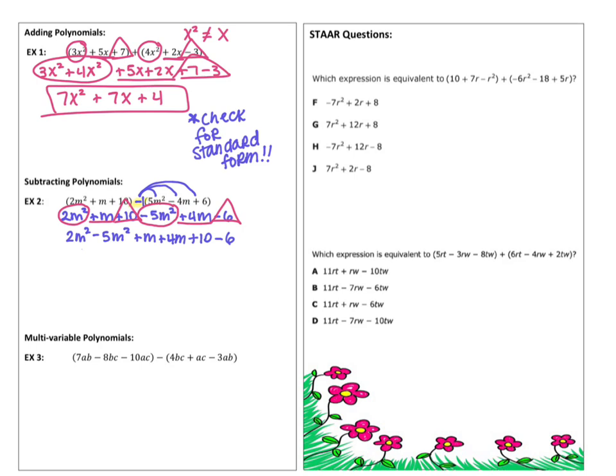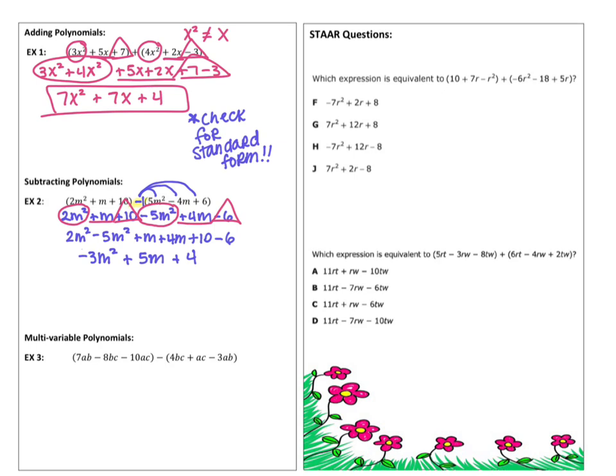Remember, I can't combine any squareds with non-squareds. Same thing if I had a power of 3, I couldn't combine that with a power of 2 or a power of 1. So 2m squared minus 5m squared is negative 3m squared. m plus 4m is 5m, so plus 5m. 10 minus 6 is 4, so plus 4.